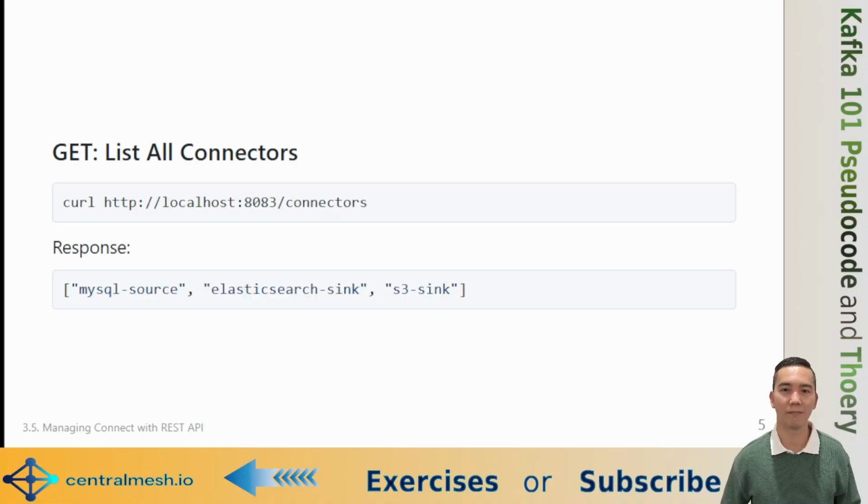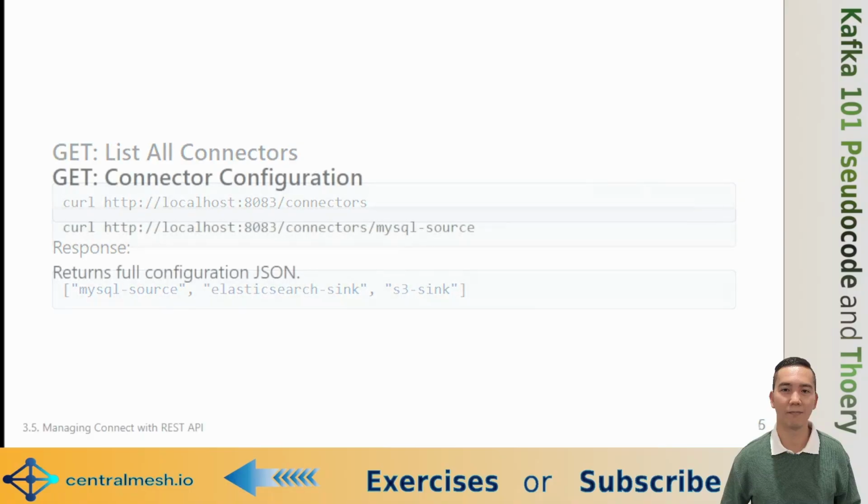Once connectors exist, the simplest GET request is retrieving the list of connector names. Calling the /connectors endpoint returns a JSON array containing every connector currently deployed. In this example, we can see three connectors: a MySQL source connector, an Elasticsearch sink connector, and an S3 sink connector. Notice this endpoint only returns the names. It's useful when building dashboards or administration tools because you can first retrieve the connector list, then query each connector individually for more detailed information.